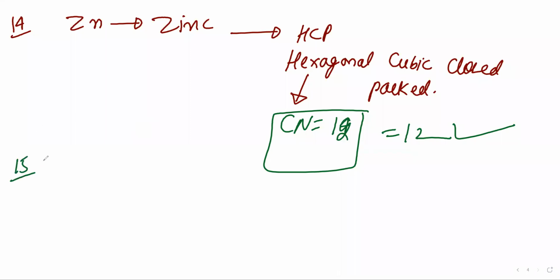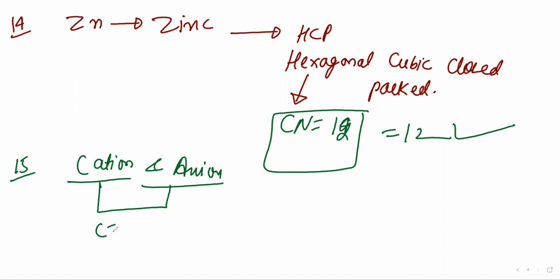Now look at the question number 15. When cations and anions combine in a crystal to form the following types. So when cation and anion in a crystal form, it is the electrostatic force of attraction which exists between oppositely charged ions, right? That is called ionic bond. So the bond formed between a cation and an anion is called ionic bond.